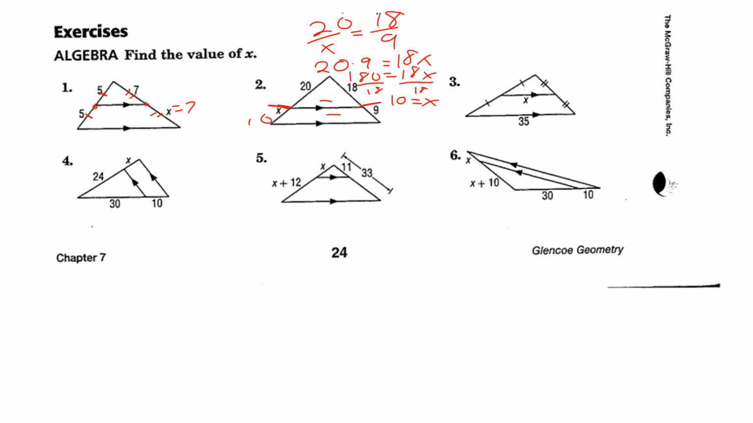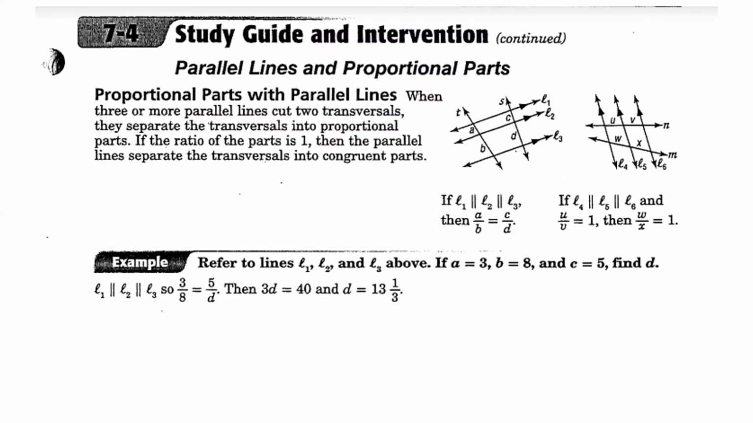On the other side, they added in one other idea, and that extends this idea of parallel lines not only to just triangles, but to any time that we have parallel lines intersecting more than one transversal. So here we have 2 transversals cut by 3 parallel lines. Well, the corresponding parts within these lines are going to be proportional. So A over B is going to be equal to C over D.